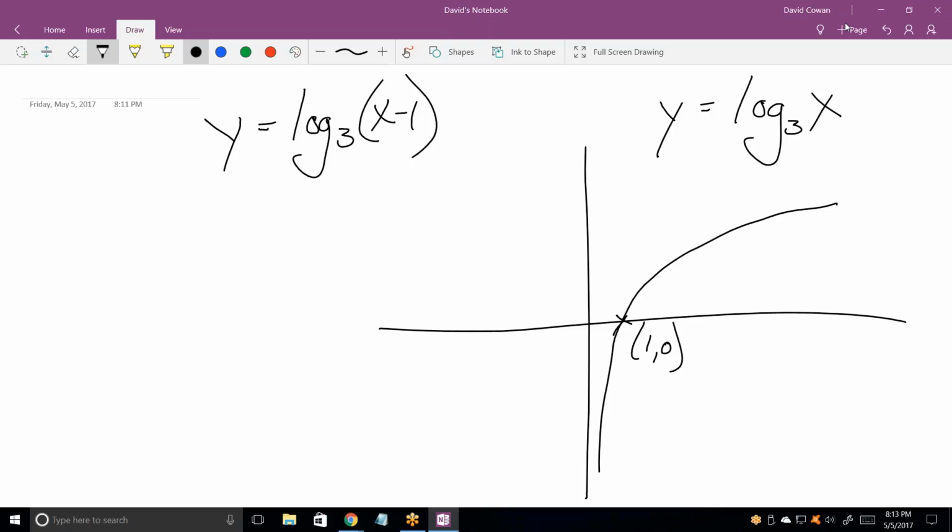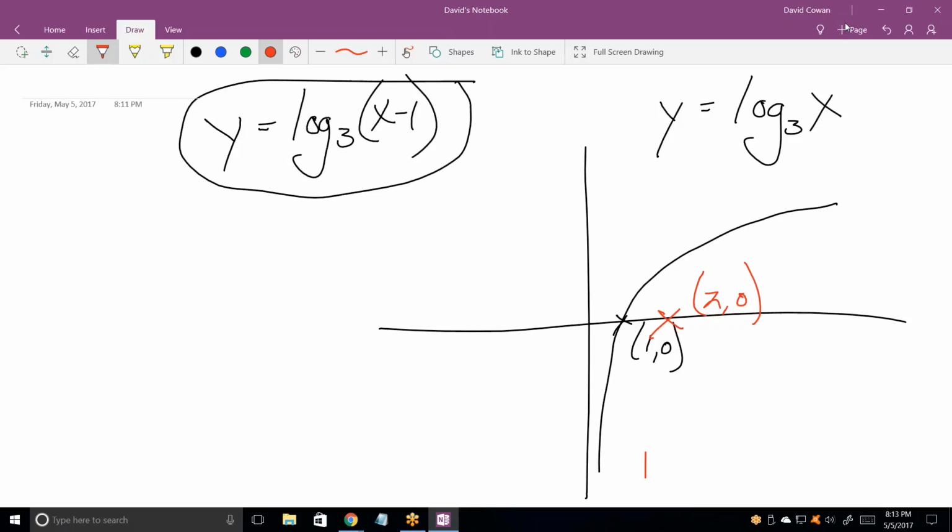You with me? Okay. Now, what's different about that? What kind of a transformation is that? Shift right 1. That means the one point that I know about gets moved to there, which is (2, 0).